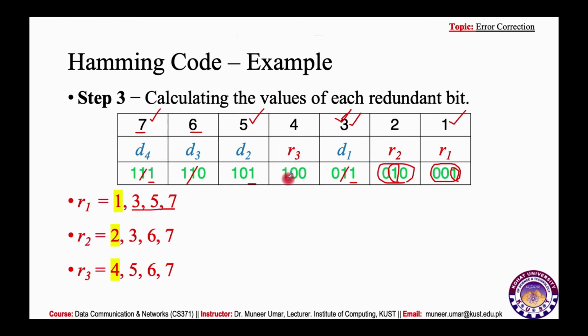For R3, we look into the third position, so it should be equal to 1. So this one and this one and this one, 5, 6, 7 are included with R3. If we have R4, then we must look into the fourth position of the bit. We will have 4 bits, so we will look into the fourth position for R4. If we have this in any example, then we will look into the fourth position and put those values with R4.